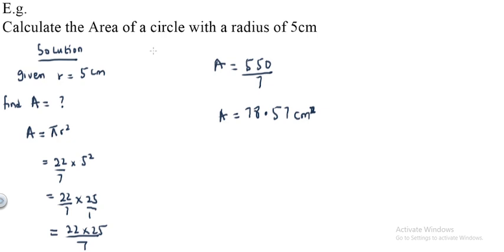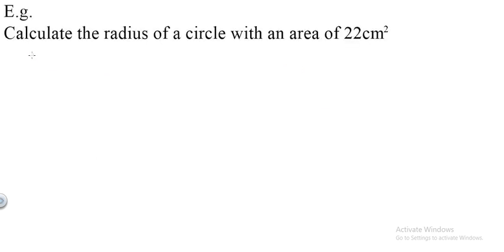So like we've been doing before, let's look at an extra example. For this example, let's write out the solution. It says calculate the radius of a circle with an area of 22 centimeters squared. We write out the givens. So what are we given? We are given A is equal to 22 centimeters squared. We are told to find r.